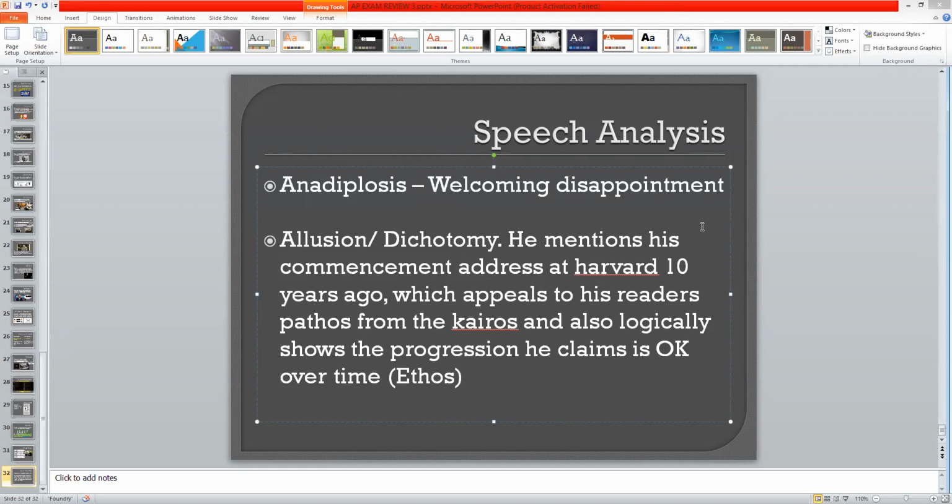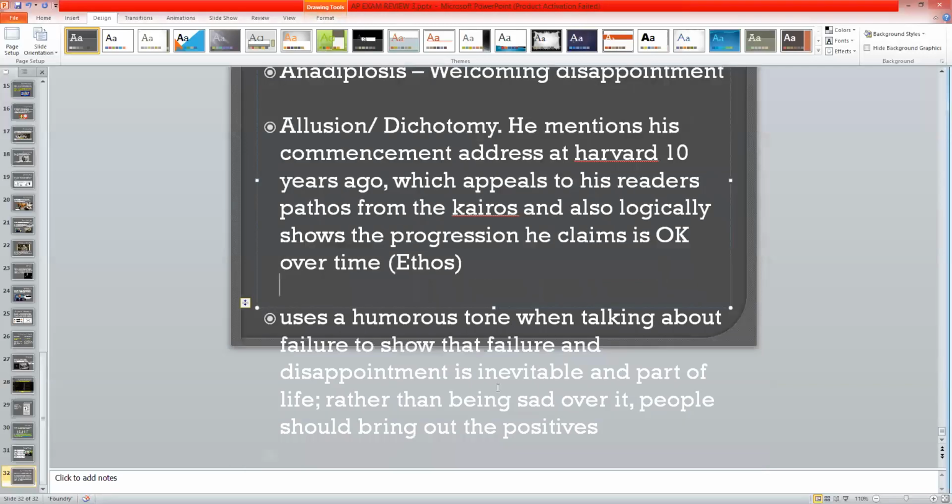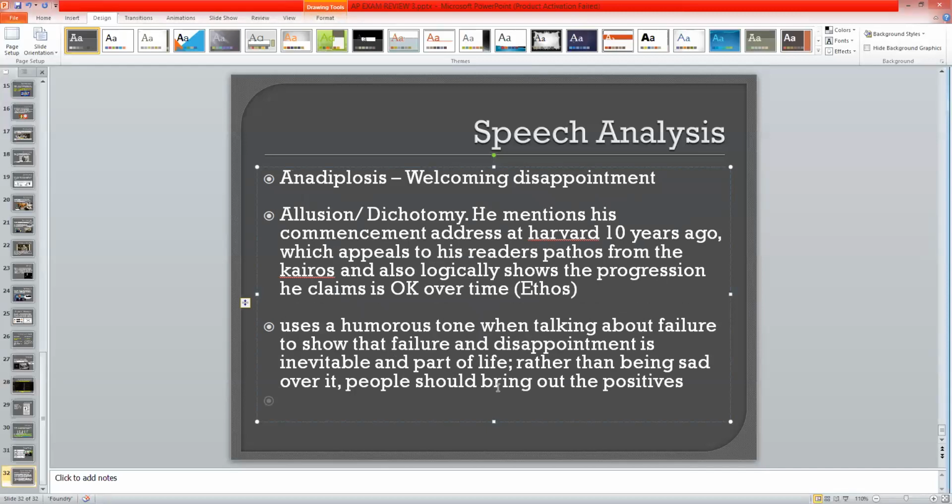Any others? Jolie mentions, use a humorous tone when talking about failure to show that failure and disappointment is inevitable and part of life rather than being sad over it. People should bring out the positives.